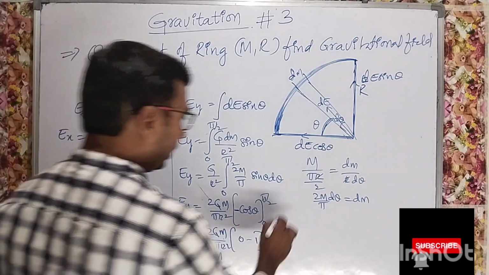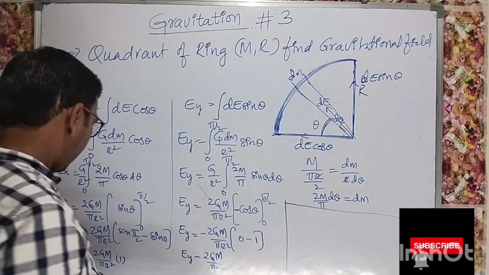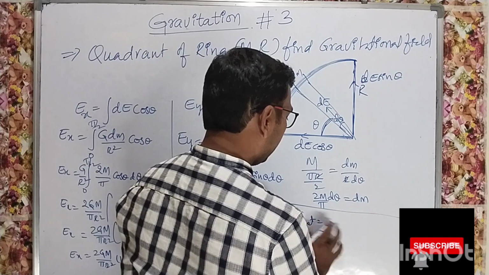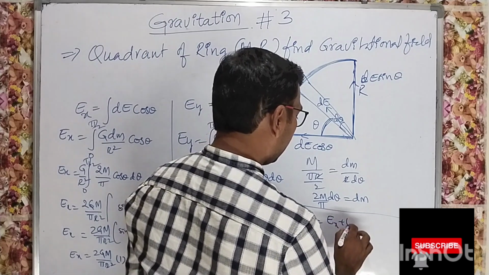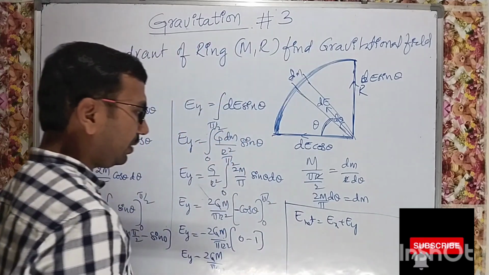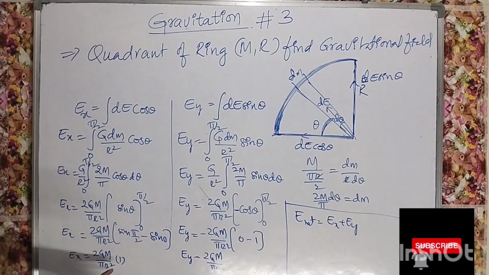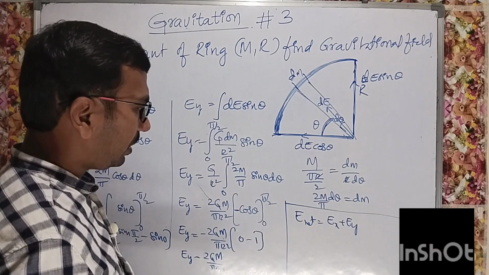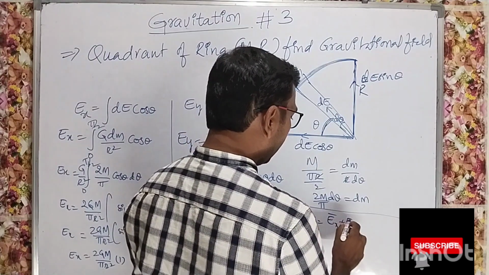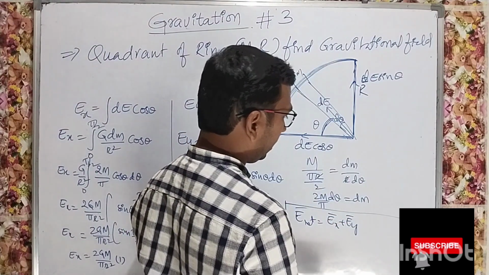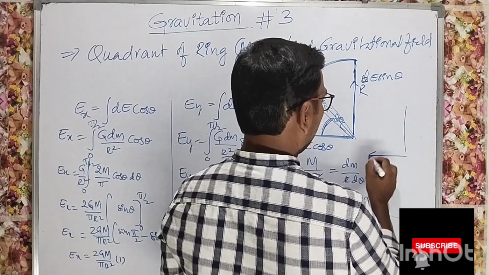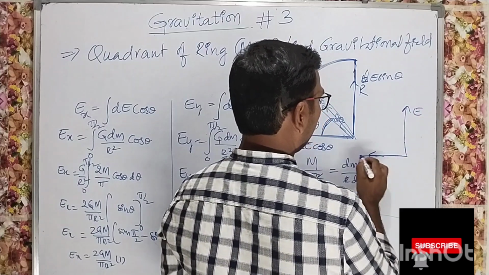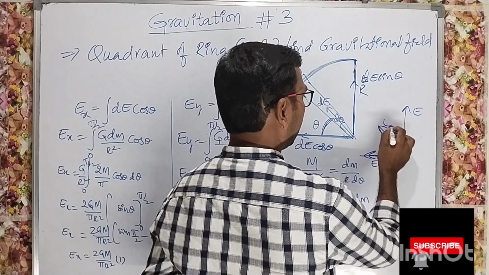So you can find out the net field. E net is equal to Ex plus Ey, 2GM by pi r square, can add both. E net is equal to Ex bar plus Ey bar. So this is along the x-axis is E and along the y-axis only E, both are the same magnitude. So net gravitational field is acting in this direction.